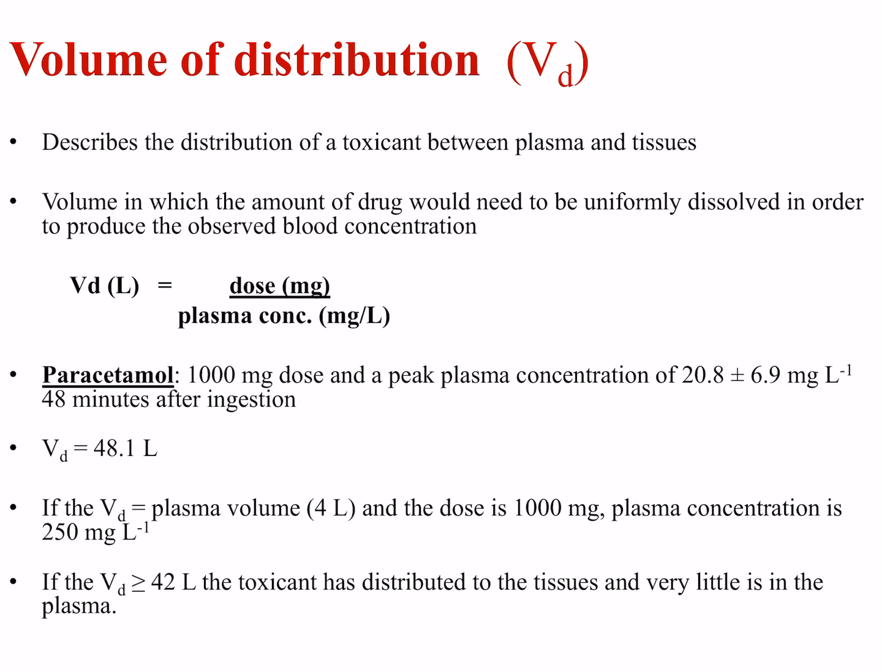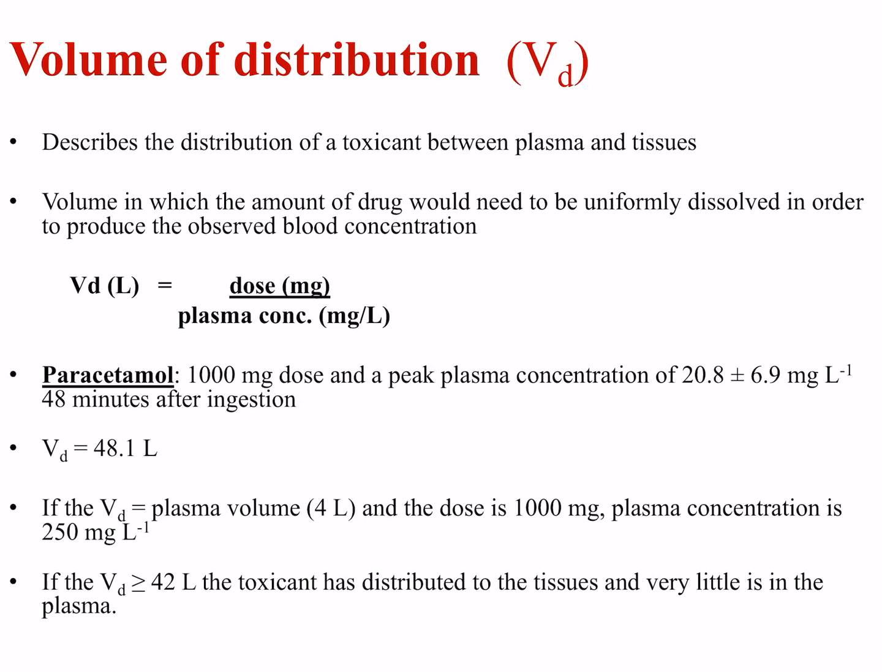If we look at our pet toxicant worked example, paracetamol, for a given 1000 milligram dose and a peak plasma concentration of 20.8 plus or minus 6.9 milligrams per litre, measured 48 minutes after its ingestion, the volume of distribution is 48.1 litres. So what does this mean?